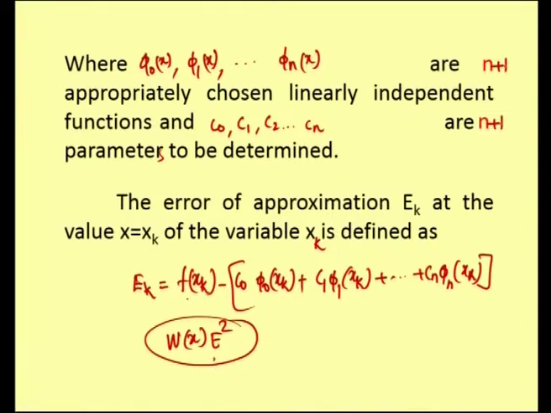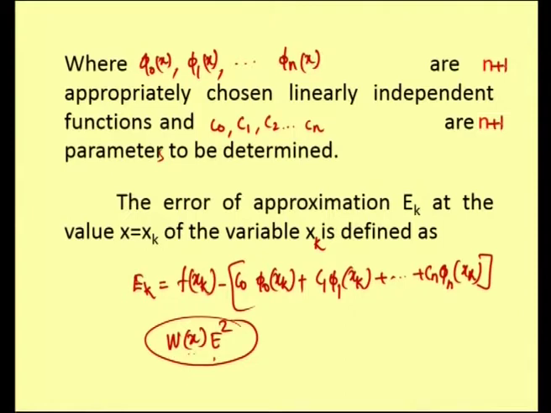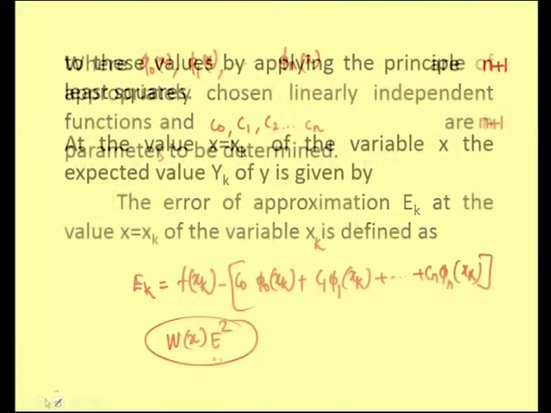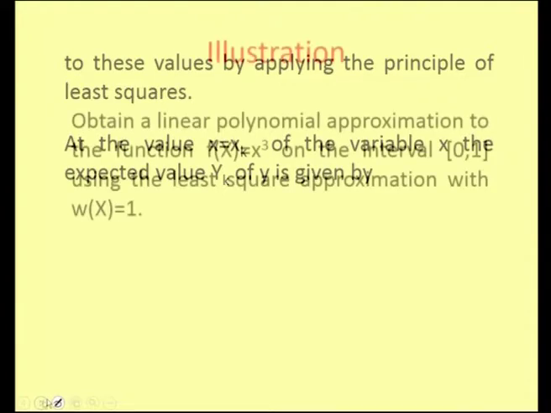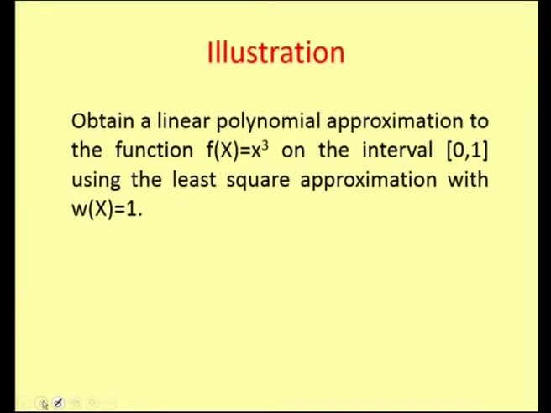In the method of least squares, we found that E is equal to the summation of the function minus the straight line, or whatever the given equation, whole square, made minimum. Here it is given a weightage, w of x into e square, for a given domain D to be minimum. Wherein we can find the normal equations to these values by applying the principle of least squares. So, we shall discuss this example of approximating a polynomial function in the interval 0, 1 using the least squares method with weightage w of x equal to 1.